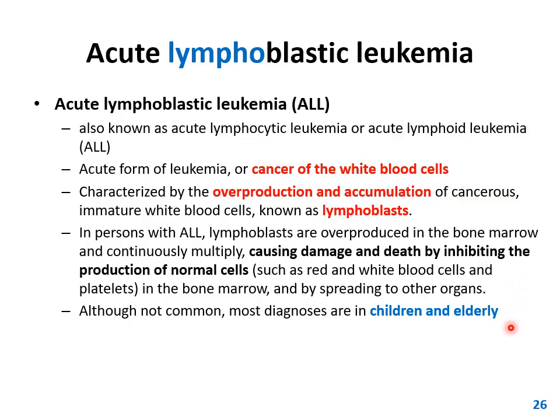And the patient profile is usually children or elderly people, right? So you're going to find this type from the lymphoid lineage, mainly children or older people.